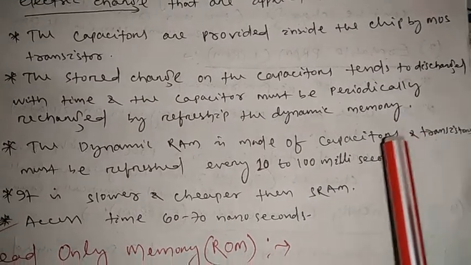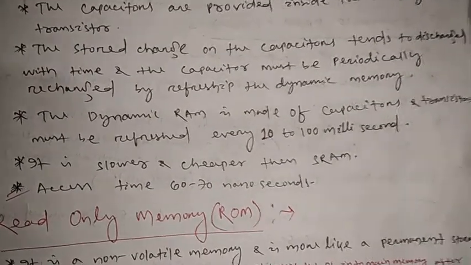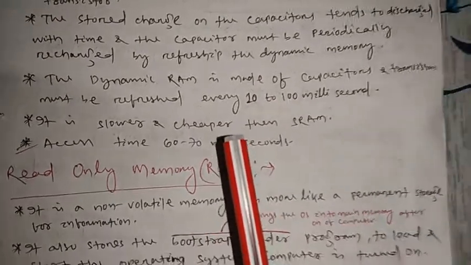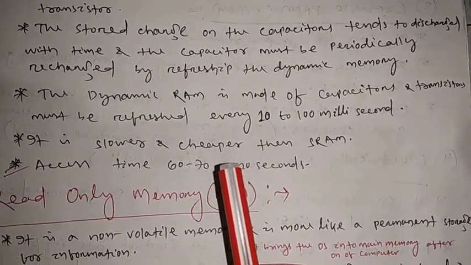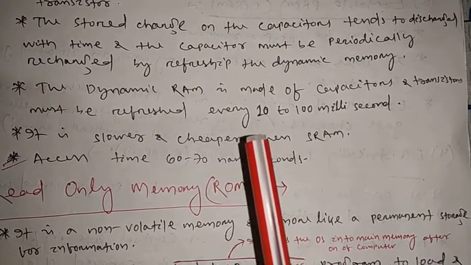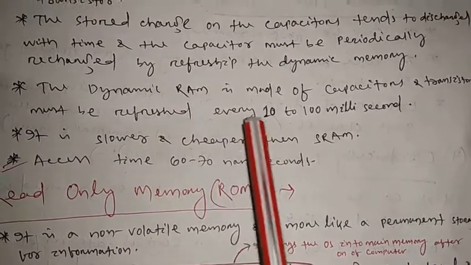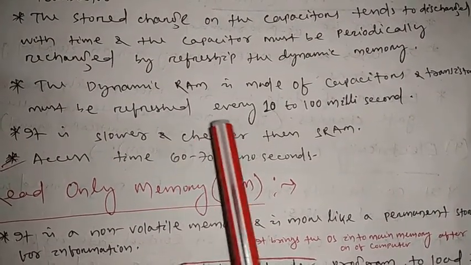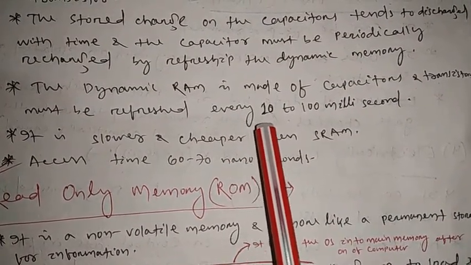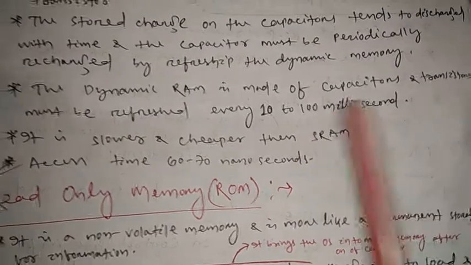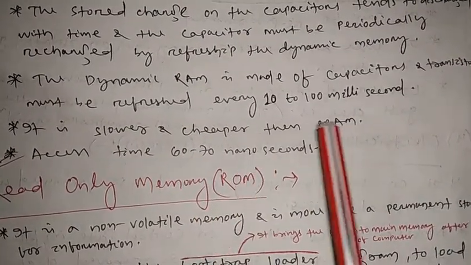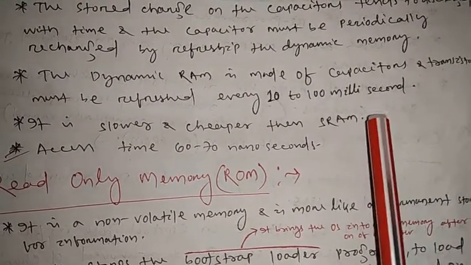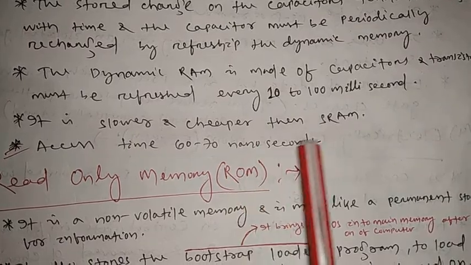That's why we refresh our computer randomly. You know, we are always trying to refresh our computer. Why? To speed up the execution process. The dynamic RAM is made up of capacitor and transistor, and must be refreshed every 10 to 100 milliseconds. It is slower and cheaper than SRAM. Obviously it is slower but cheaper than SRAM. Access time is 60 to 70 nanoseconds.